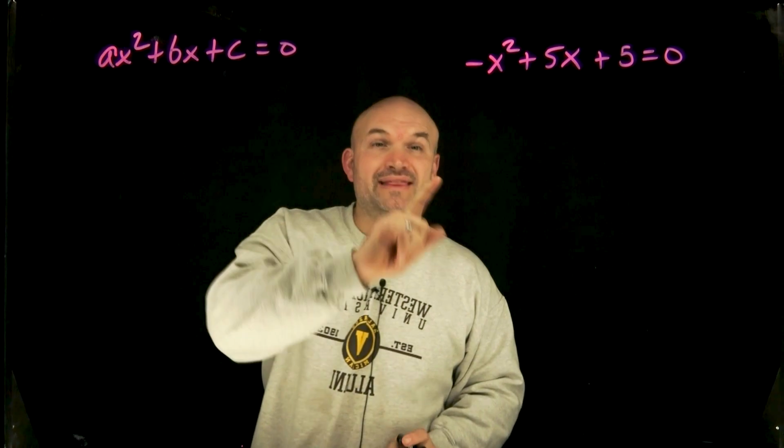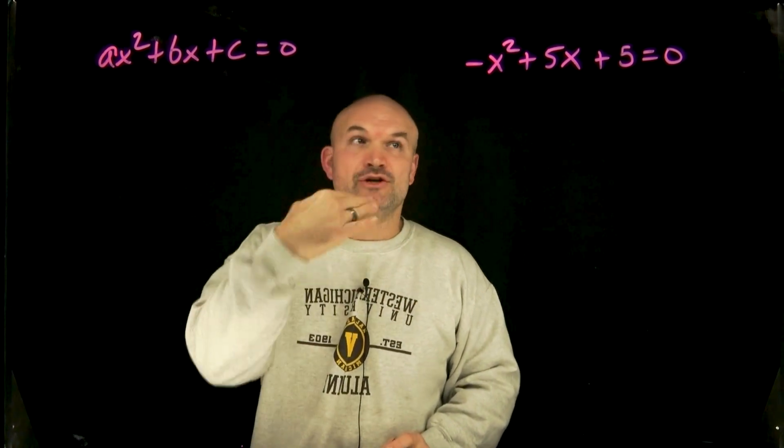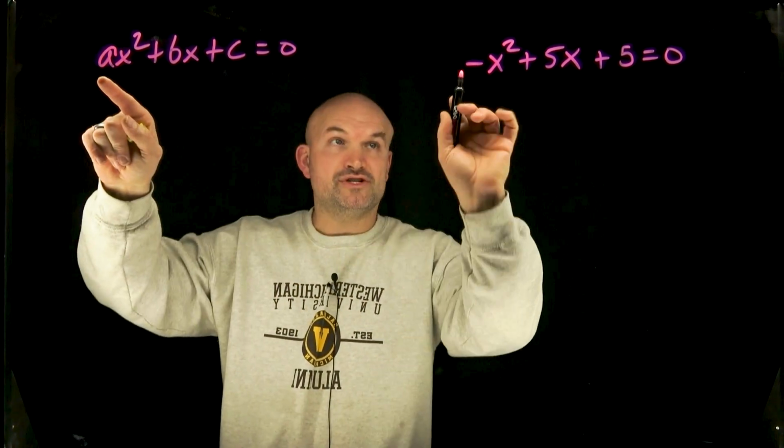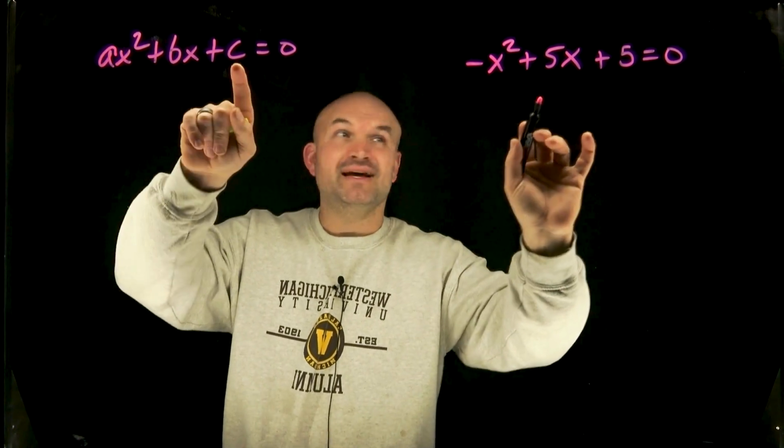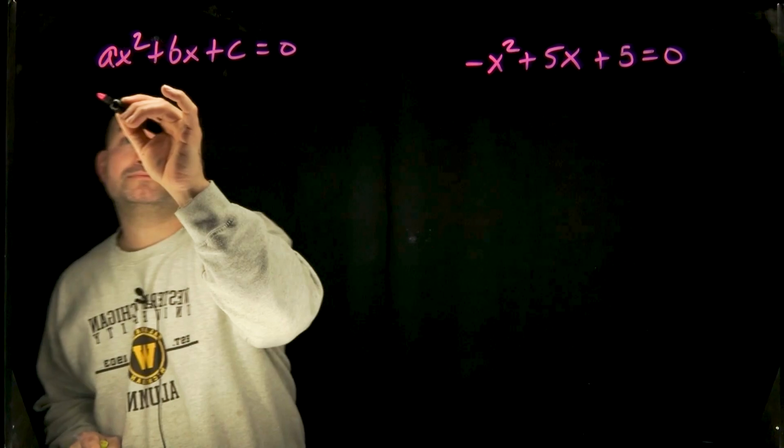Then the next thing I want you to do is identify your a, b, and c. A represents the coefficient of your quadratic term, b represents the coefficient of your linear term, and c represents your constant.